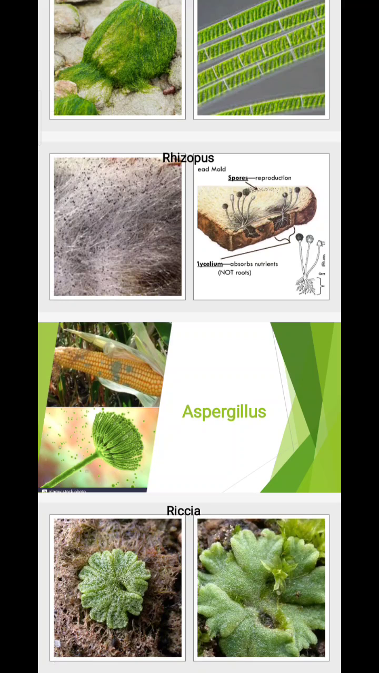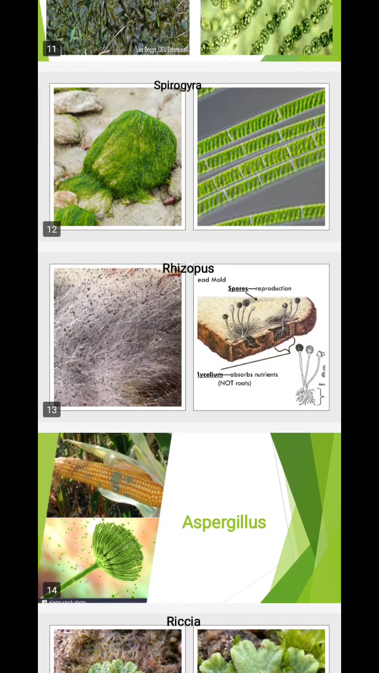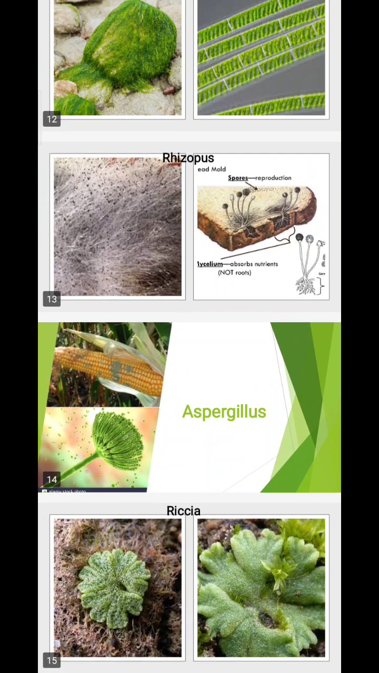So in detail we will study all these species one by one. Today I only introduced the syllabus. So now I hope all of you have a little bit of an idea about the syllabus. From next time we will start the first unit.